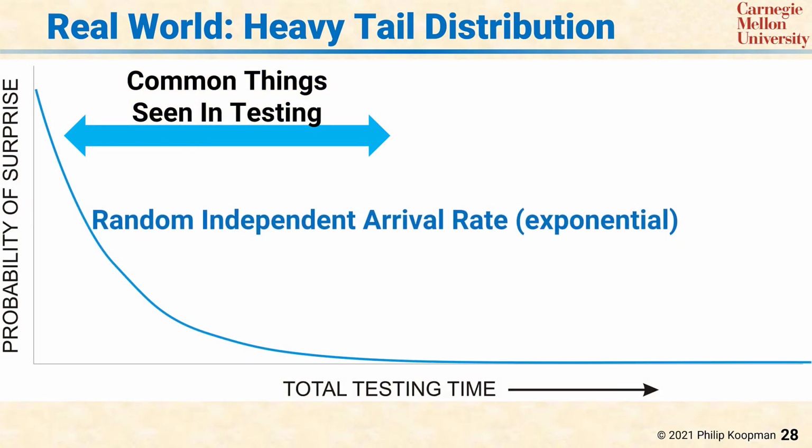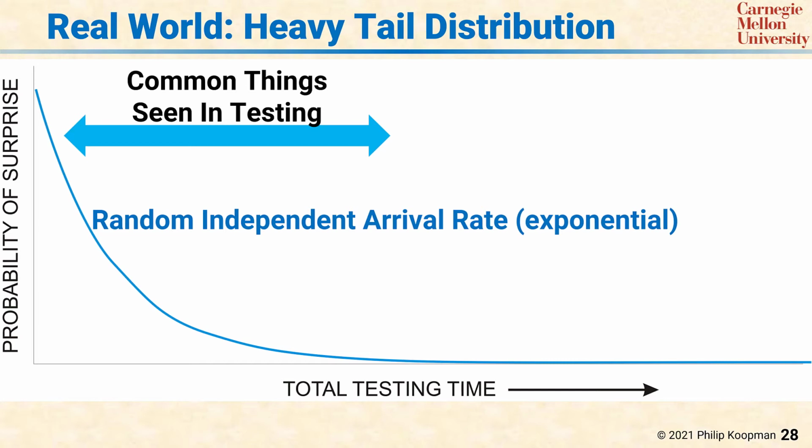The distribution of the edge case arrivals matters a lot in terms of trying to understand safety. The easy, usual assumption for things arriving from the real world is that they have a random independent arrival rate, which is an exponential inter-arrival time, giving a Poisson distribution. The intuition is that there'll be some things commonly seen in testing, and most of the area under the curve, which is the cumulative probability of the arrival, will be all the way on the left, and it won't take a lot of testing to see almost everything.